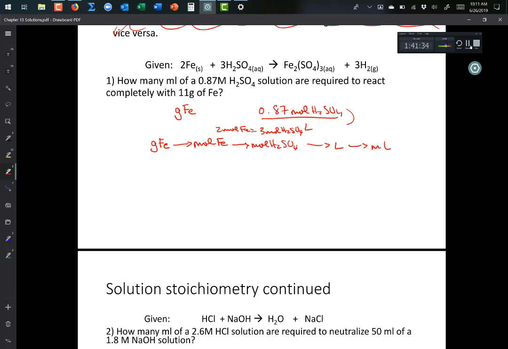So I'm going to start with my grams of iron. Now let me ask you a question. How come I knew to start with grams of iron? It's the only number. It's like the pure number, right? It's not a ratio. Molarity is a ratio. If you see it as moles per liter, it's a ratio. So I knew to start with the iron and not with the molarity. It's going to start with grams of iron, so it's 11 grams of iron.